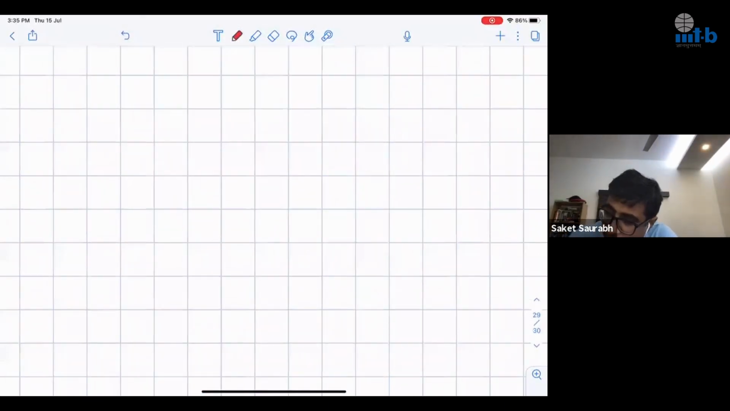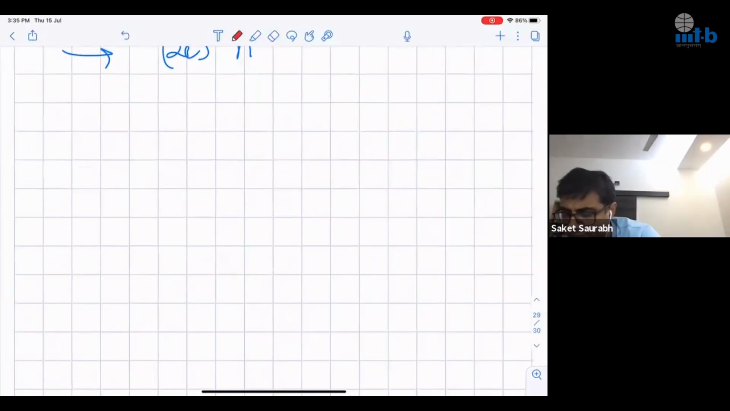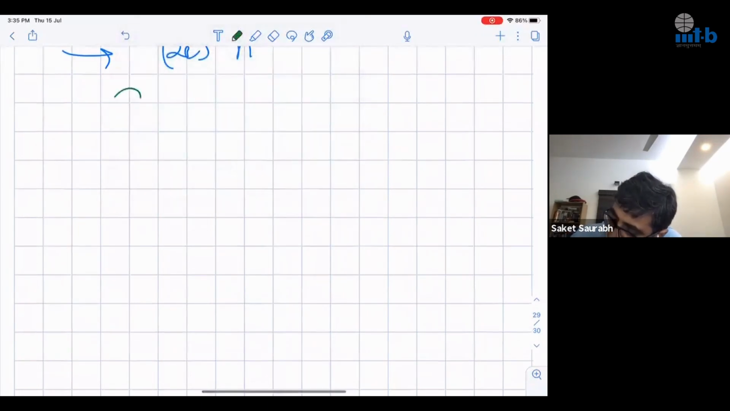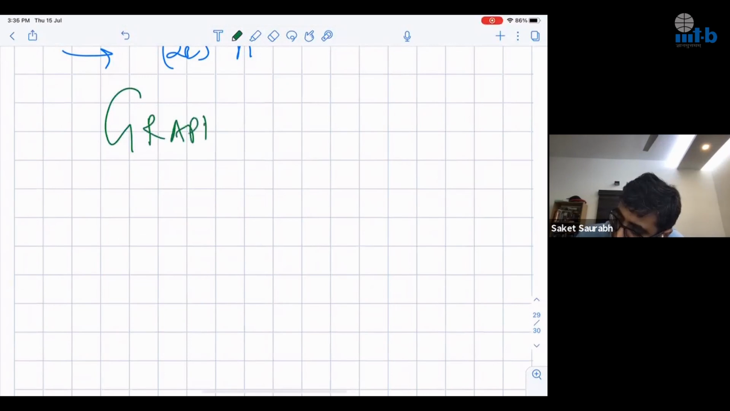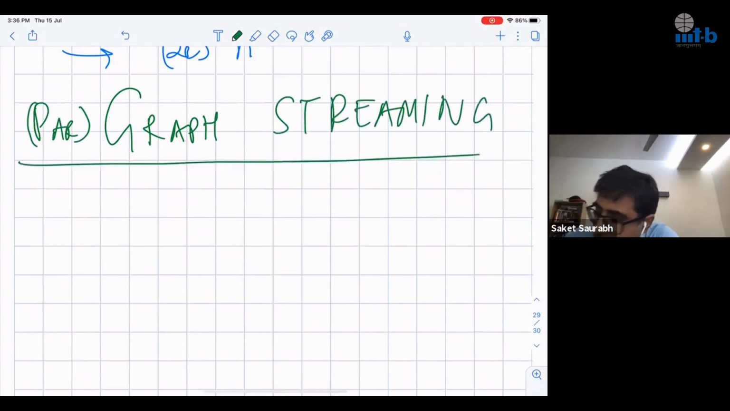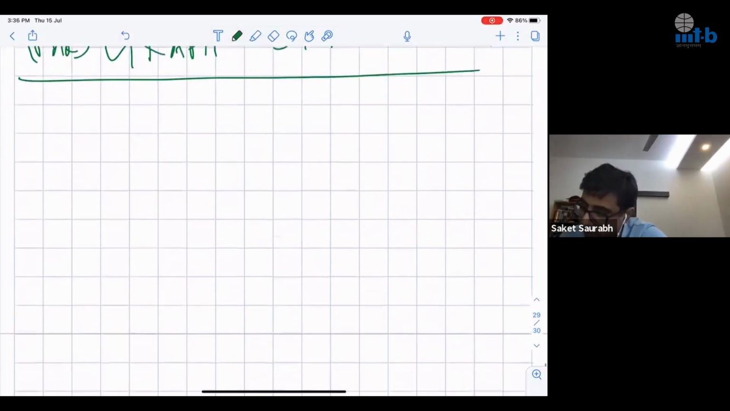The reason why I taught you the technique of color coding is, first of all, it's fundamental, and all these adjoining areas of FPT, approximation, streaming, they use color coding fundamentally in many of their algorithms. So it's a good technique or tool to have in your armor. Okay. So now I'm going to change my guard, and I'm going to talk about graph streaming. Actually, I need to talk about parameterized graph streaming. Hopefully, I will be able to convince you that it's an interesting area in the next half an hour.